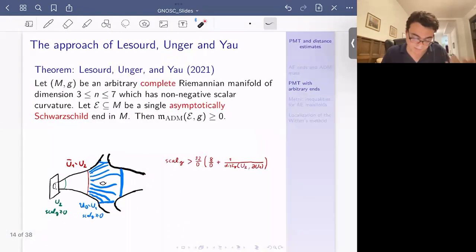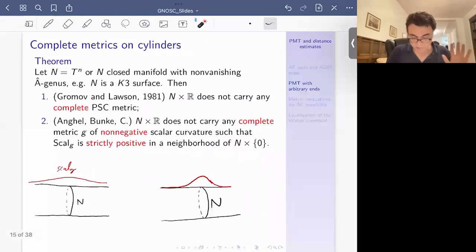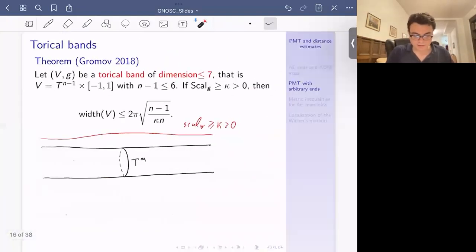By the way, I want to make this point: these inequalities on bands are the main inequality, of course, on toroidal bands. I'm just giving some basic statements to motivate. Okay, so this is due to Gromov.